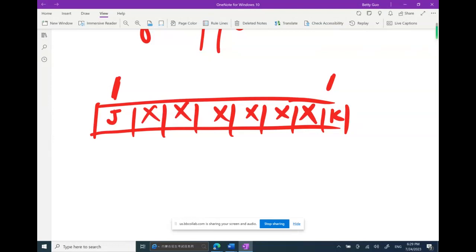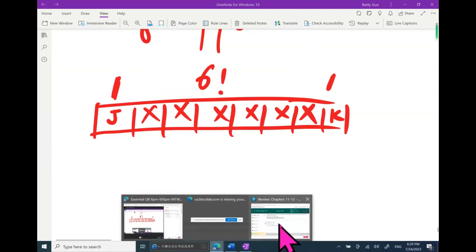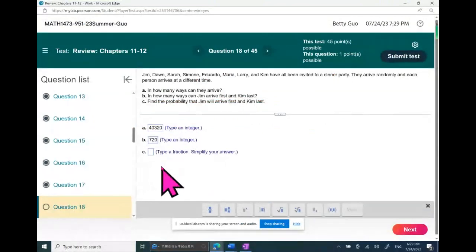6. We have 6 time slots. We have 6 people. And that is 6 factorial. 1 times 1 times 6 factorial by the fundamental counting principle. And 6 factorial is 720. That's the reason.